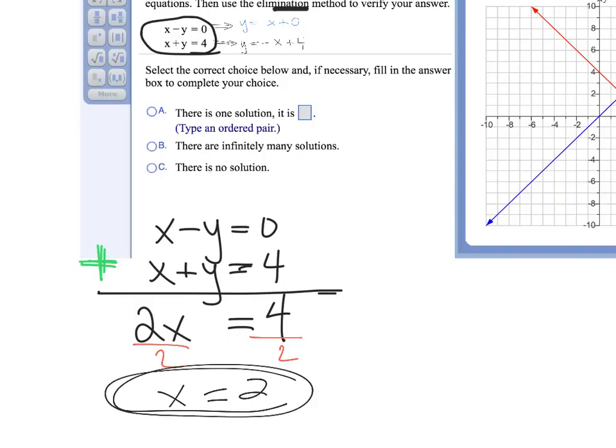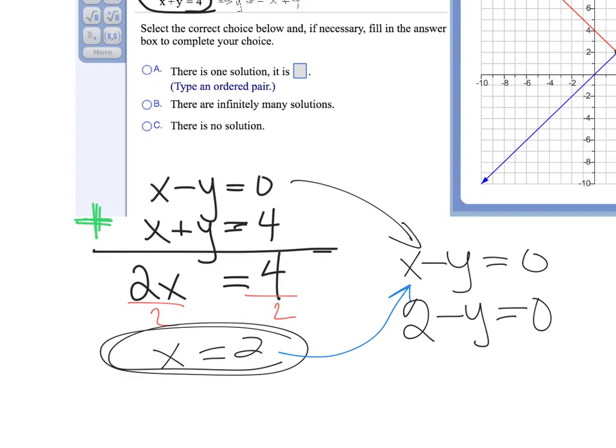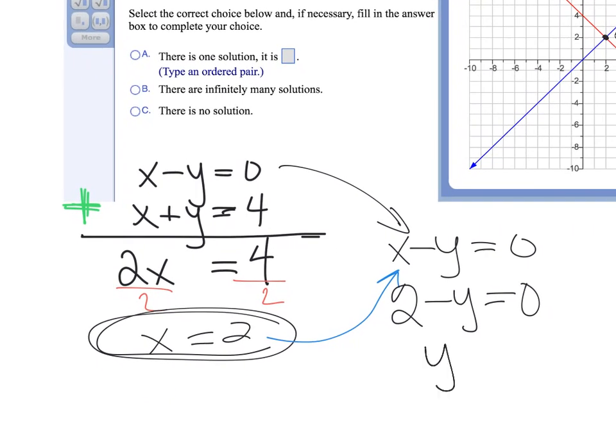Now that we know that x is equal to 2, you take any one of these two equations, and it doesn't matter which, so I'll take that first one. Okay, x minus y is equal to 0. And now we know that x is equal to 2, so when you see that x, you can replace it with a 2. So it becomes 2 minus y equals 0. Therefore, y has to equal 2 because 2 minus 2 equals 0. So there's your solution right there.